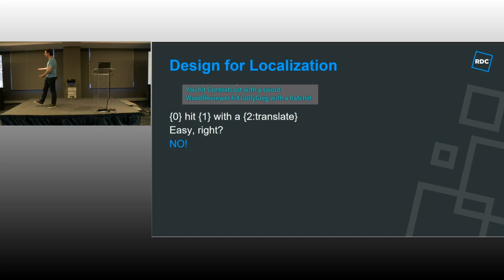Don't do this, please. So where this might bite you is that "you hit" is a different conjugation case for the verb hit than "he, she, random username." And you're going to have other conjugation headaches around the verb as well. Also, the gender of the weapon comes into play. It's una espada. The sword is feminine, but it's un hacha. The hatchet happens to be masculine.